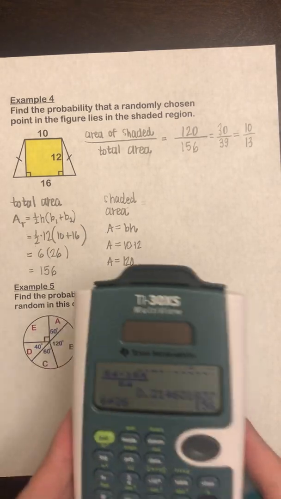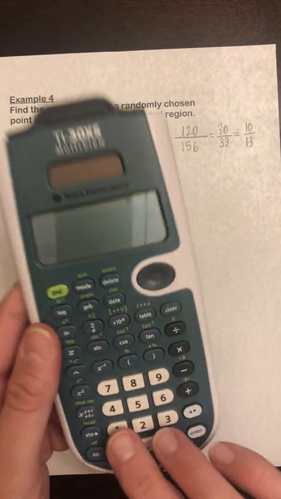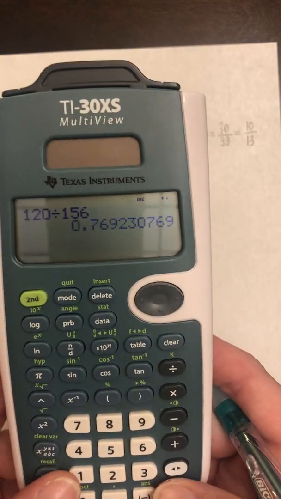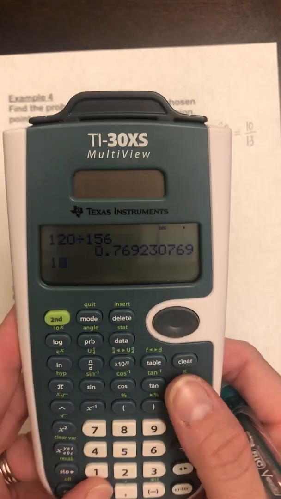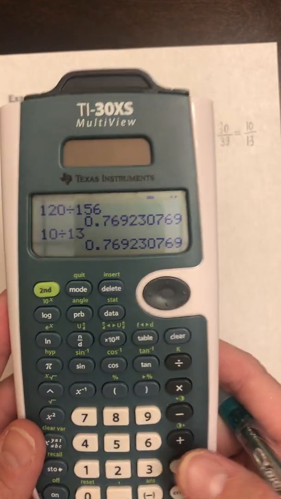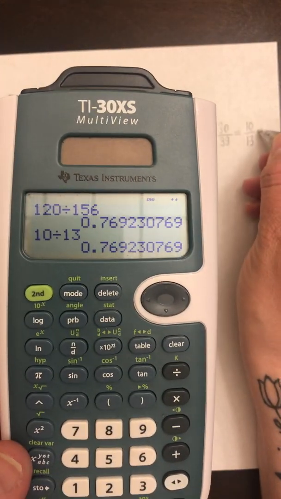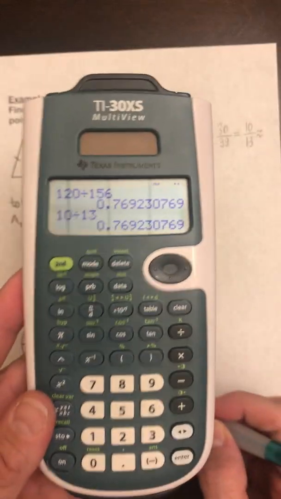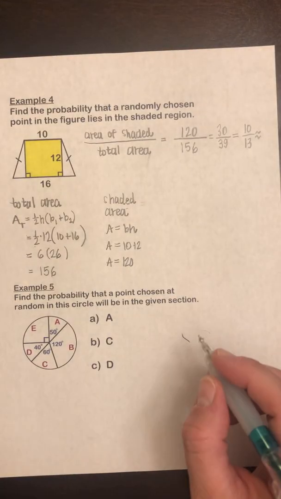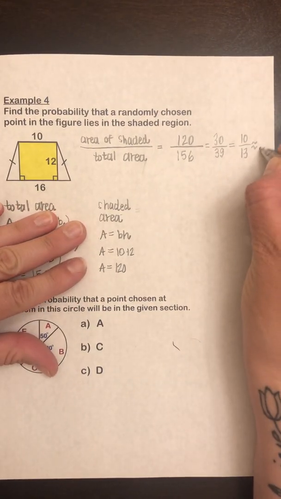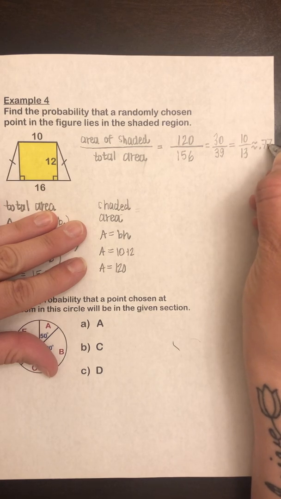Now, if you wanted, because we were using a calculator for the last problem, we could have done 120 divided by 156. That should be the same thing as what 10 over 13 is. Yep. So if you want to leave it a fraction, you can, or if you want to rewrite that in the form of a decimal, I would say that that is approximately 0.77.